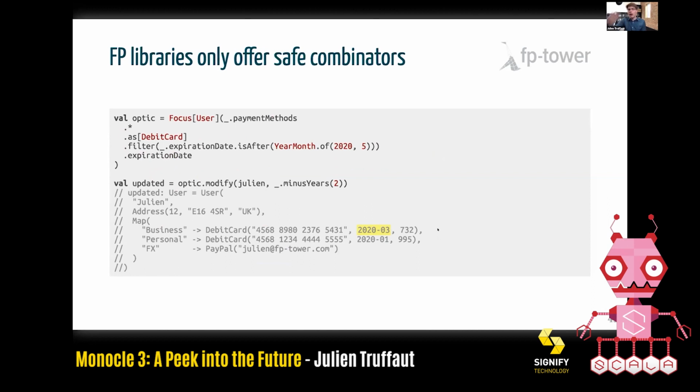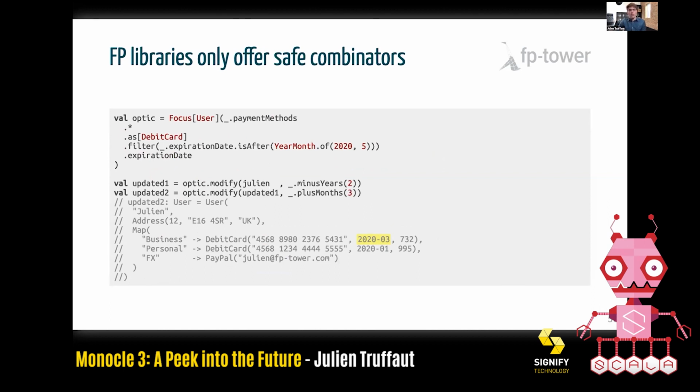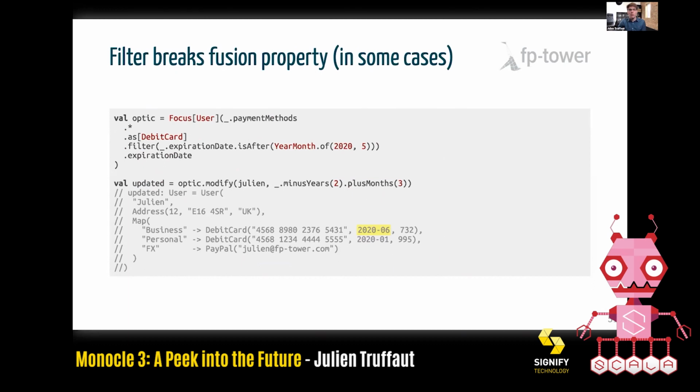If we try to apply a second modification, so imagine we say now, okay, this is our new user. Let's call +3 months on it. So let's try to modify it again. No, it doesn't work because now this expiration date is before May 2020. So it's not targeted anymore by the optic. So it broke the fusion law, the fusion property, because if we had implemented it using only one modify and 2 update functions, it would have worked.